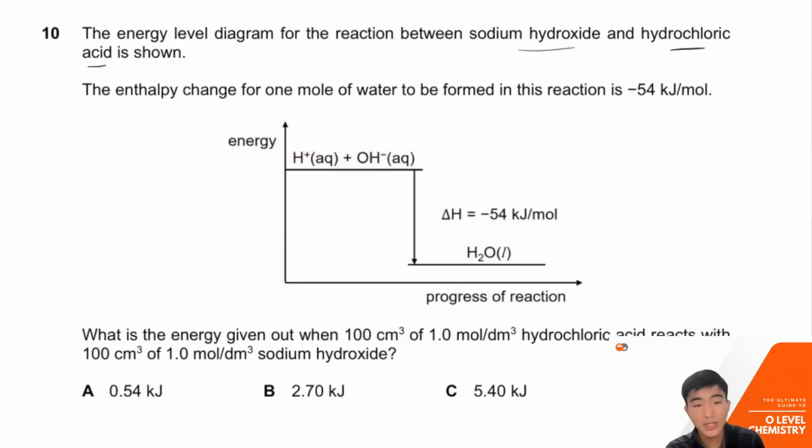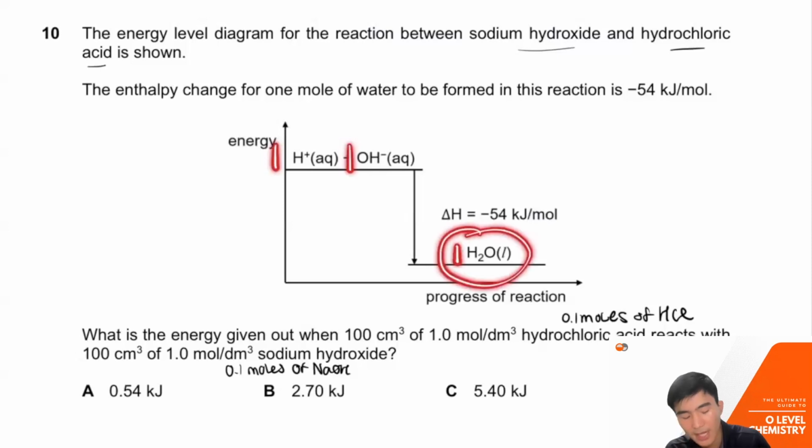The enthalpy change of this reaction for 1 mole of the reaction is negative 54 kilojoules per mole. Now, what is the energy given out when 100 cm cube of 1 molar hydrochloric acid reacts with 100 cm cube of 1 molar sodium hydroxide? The concentration is 1 mole per dm cube. So when you calculate this, it will be 0.1 mole of HCl reacting with 0.1 mole of sodium hydroxide, NaOH. Because the ratio is 1:1, there will be 0.1 mole of water formed as well.